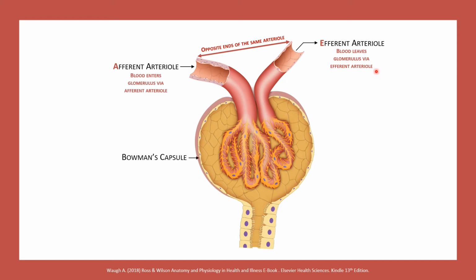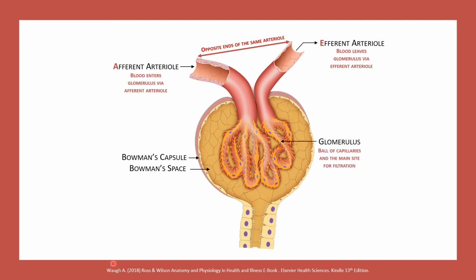This thing here is called the Bowman's capsule. And this little bit on the inside is the Bowman's space. The Bowman's space is where all the filtrate lands after it's been filtered through the glomerulus. And that is the glomerulus.